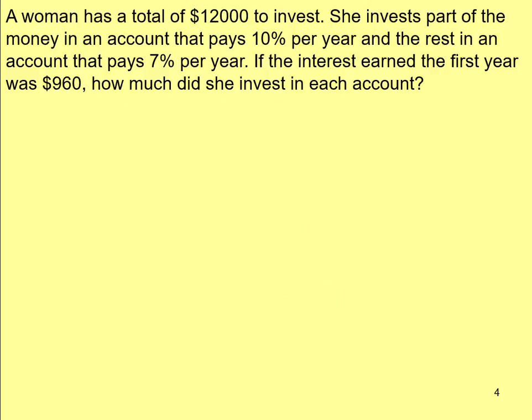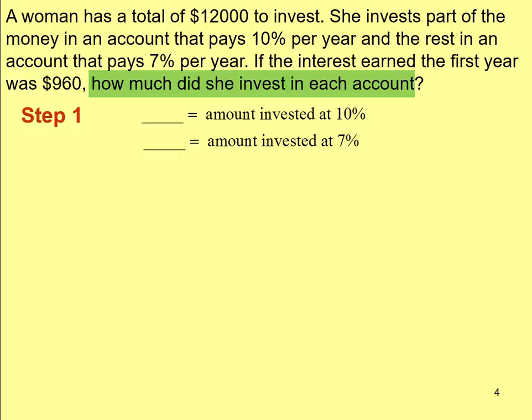Now in this one, step 1, we want to read through the problem, get down to the end, and look at the question. How much did she invest in each account? There are 2 accounts, one at 10% and one at 7%. One of them is x. We've got to come up with something to call the other one. Look at the first sentence. If she has $12,000 and she invests x in one of the accounts, then 12,000 minus x is how much she has left for the other account.